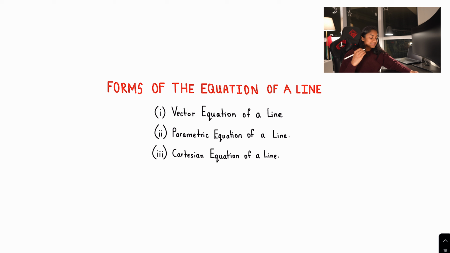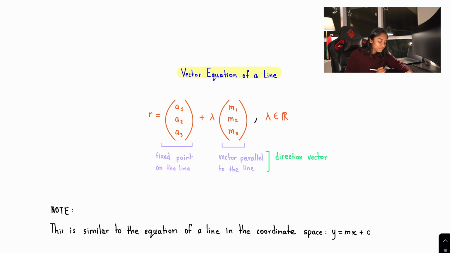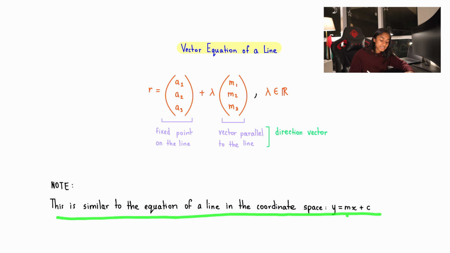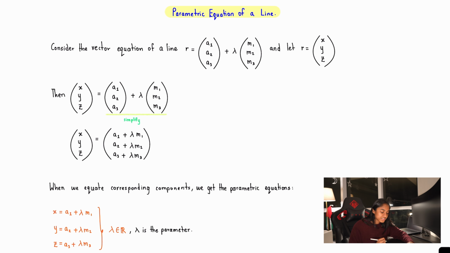Now we're going to look at forms of the equation of a line. There are 3 forms that we're going to look at: the vector equation, the parametric equation, as well as the Cartesian equation of a line. The vector equation of a line is as such. We have a fixed point on the line, so in this case we'll say (a1, a2, a3), as well as the vector parallel to the line, okay? So this would be the direction vector. Then we have to note that this is similar to the equation of a line in the coordinate space, y = mx + c, all right? So you notice that.